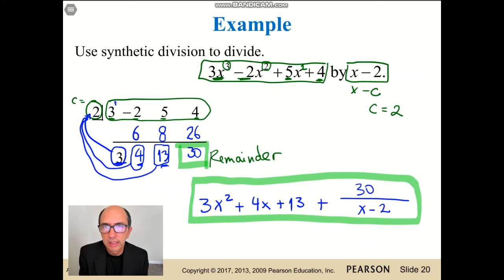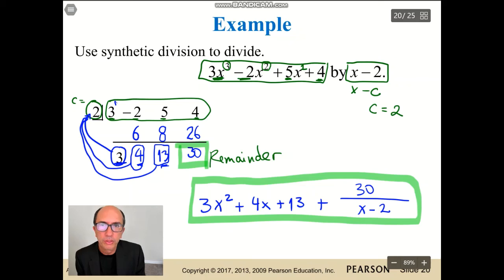It's a step-by-step method that you can use to find the result quickly, much quicker than a long division, but only applicable if, and this is very important, you're dividing a polynomial by a binomial in this form, x minus c.